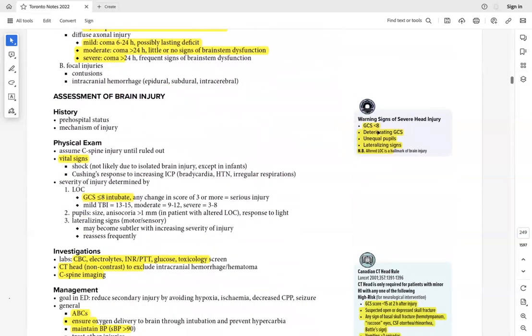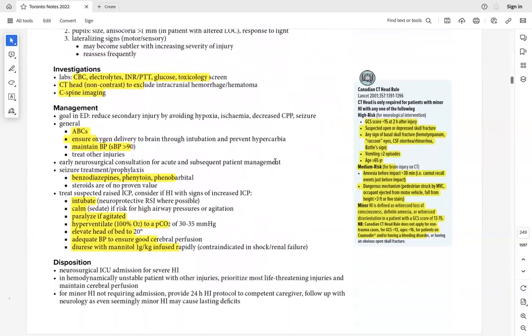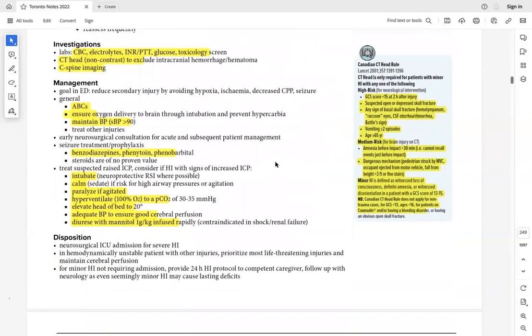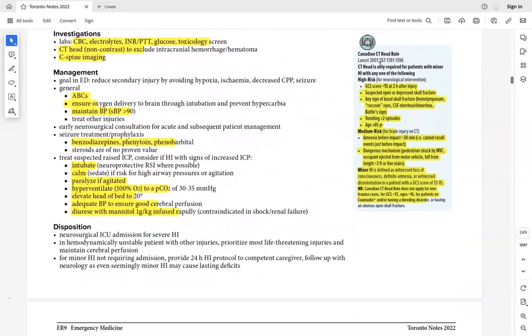Warning signs of severe head injury are GCS less than 8, deteriorating GCS, unequal pupils, and lateralizing signs. Okay, then this is the Canadian CT head rule. You should know when we have to do the CT scan.